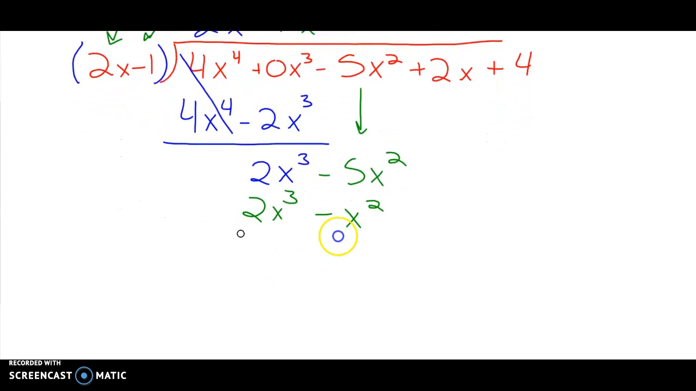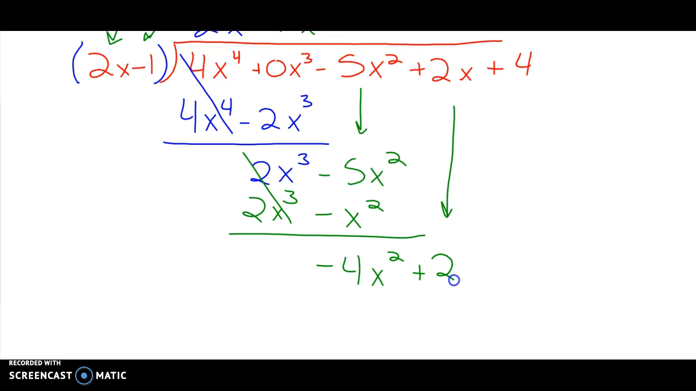And then we subtract down. 2 minus 2? Yeah. Negative 5 minus negative 1. This is negative 5 plus 1, which is negative 4x squared. Ooh, this is a fun one. You do this before Christmas food. And we bring down the next one. And we do it again.